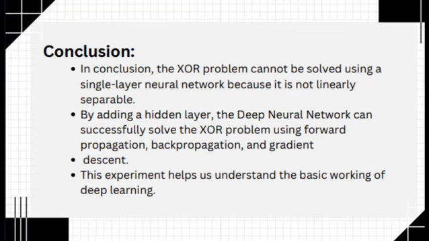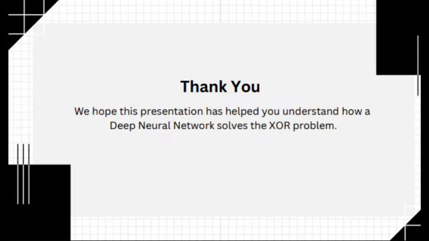The XOR problem can't be solved using a single layer neural network. A deep neural network with a hidden layer successfully solves this problem using forward propagation, backward propagation, and gradient descent. This experiment demonstrates the basic working of deep neural networks. Thank you. We hope this video helps you understand how a deep neural network solves the XOR problem.